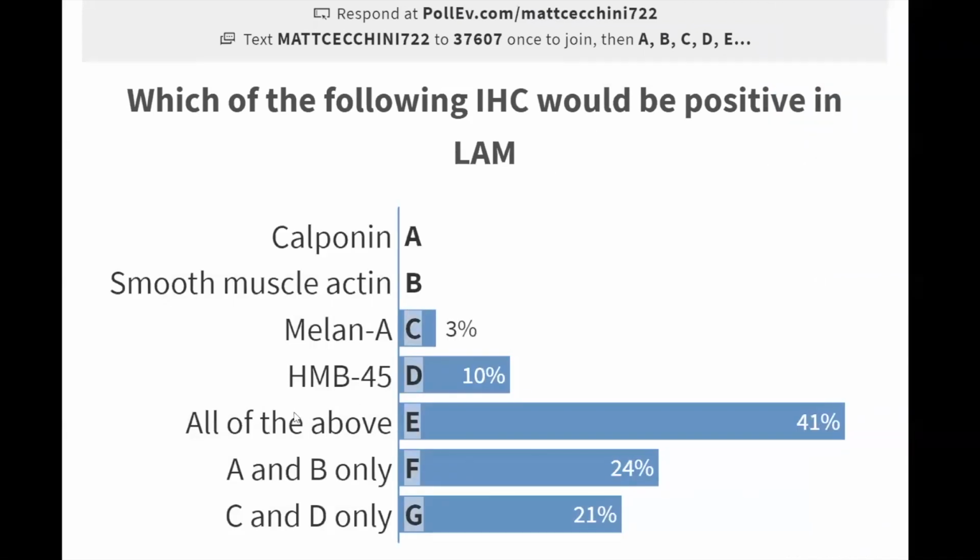Okay, good. So it is all of the above. You can get staining for both smooth muscle markers as well as melanocytic markers. So calponin, smooth muscle actin, as well as Melan-A and HMB45. So it is all of the above.